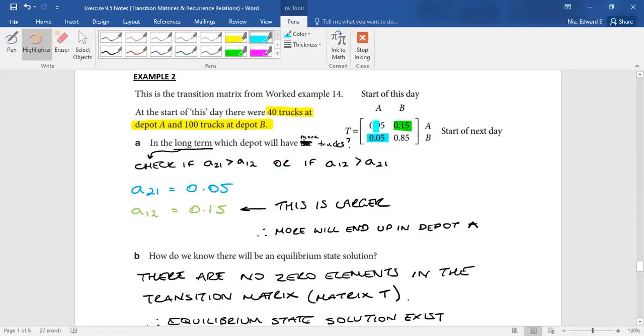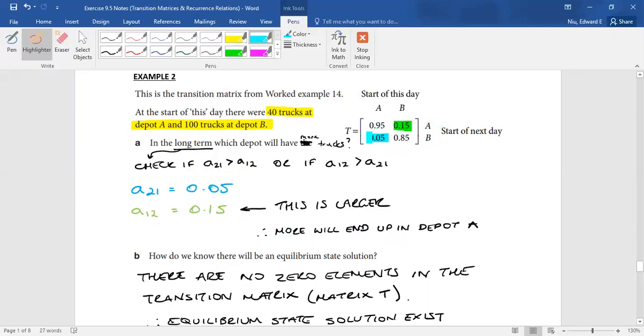There's a 5% chance of trucks starting at depot A and going to depot B the next day. There's a 15% chance that a truck will start in depot B and end up in depot A. So we know that this value here is substantially larger than the value in blue. And this means that there will be more trucks that end up in depot A. If the value in blue is higher, that means more trucks will end up in depot B. But because the value in green is higher here, more trucks will end up in depot A.